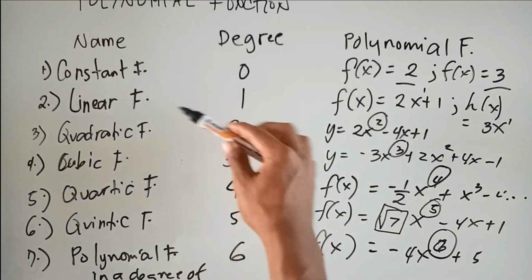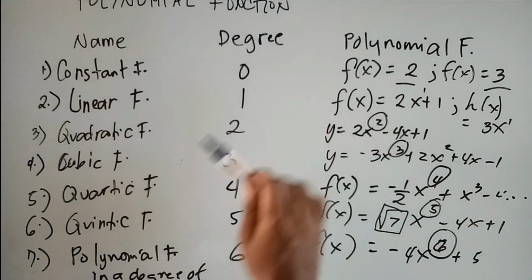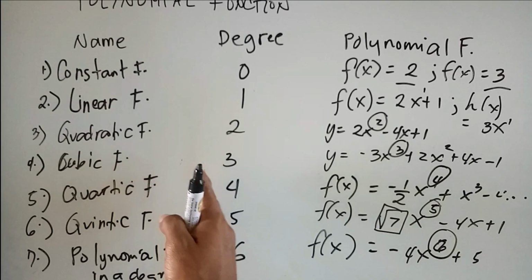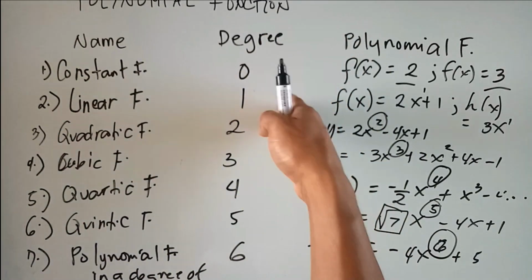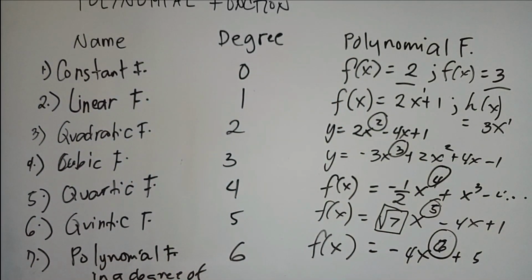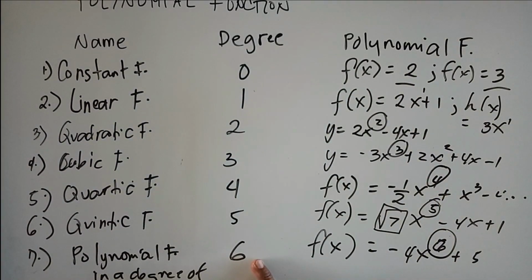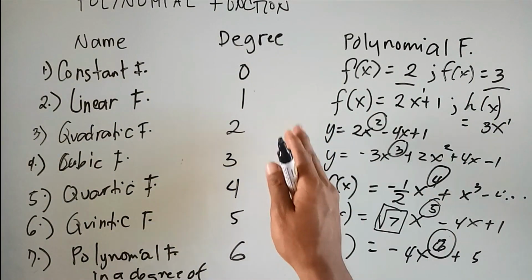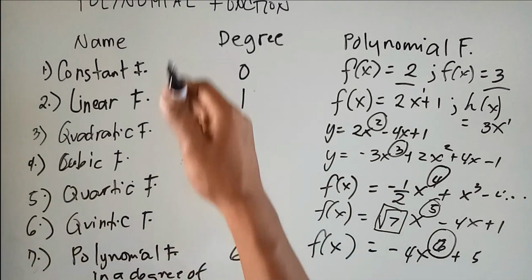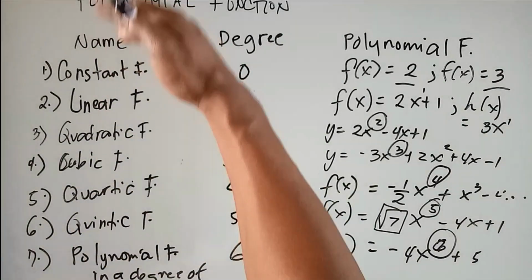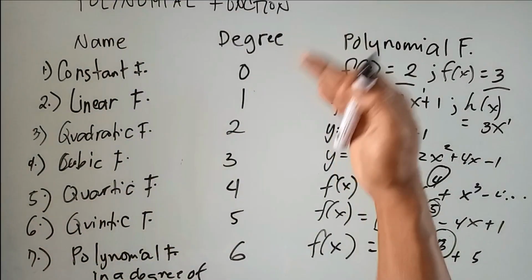The most important thing to remember is that actually these are all polynomial functions. What matters is that every degree has a specific name and a specific example. You have to be careful in determining that. That is how you are going to identify polynomial functions.